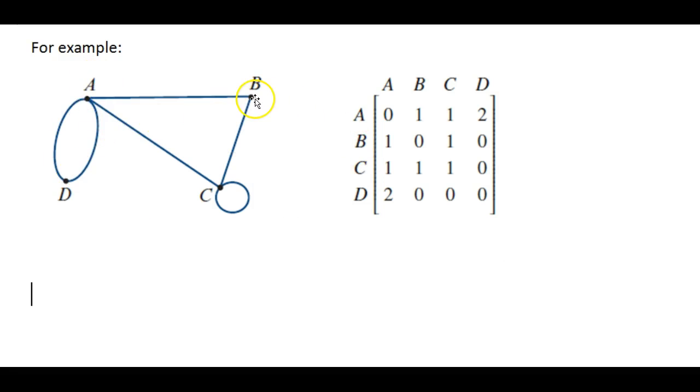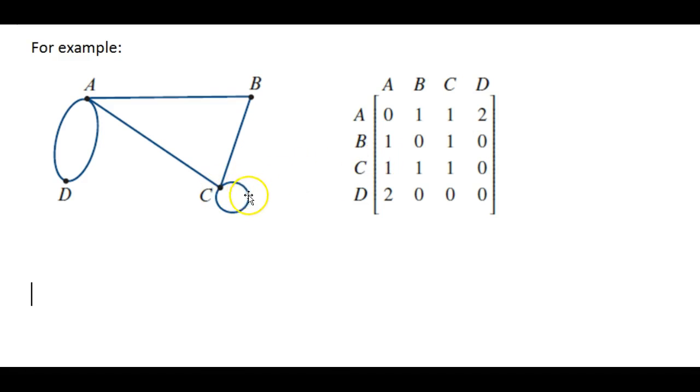From B to A there is one connection. From B to B, there are no loops, so no connections. From B to C, there is one connection. And from B to D, well, there is no direct connection between B and D, so we enter 0 into the matrix. Now to row C.